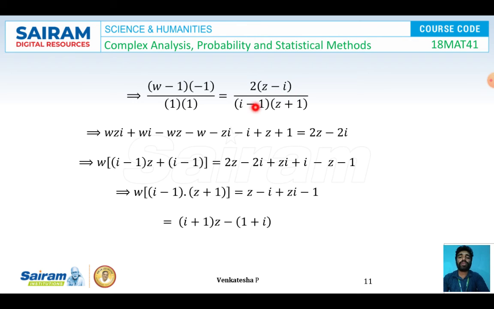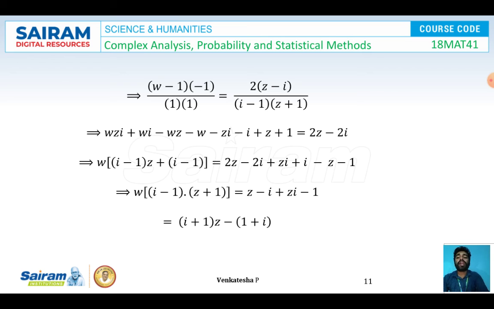So by shifting this one to LHS and taking this one to RHS, I got the equation like this: wzi plus wi minus wz minus w minus zi minus i plus z plus 1 is equal to 2z minus 2i. So by taking w common from all the four terms, I got w into (i minus 1) into (z plus 1) is equal to 2z minus 2i plus zi plus i minus z minus 1. So taking all these terms to RHS, I got this equation.